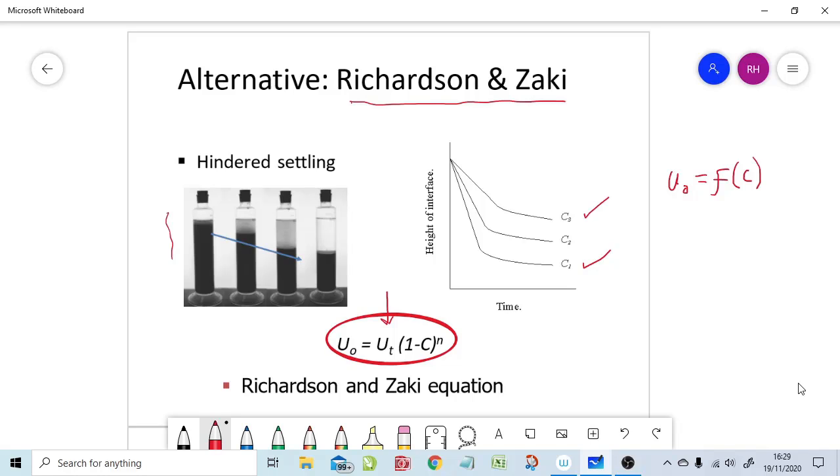So we could just use this equation inside the Coe and Clevenger equation. It gives us u0 directly. No need to go via permeability. But yet again, we're stuck by an empirical parameter. Arguably, this could be terminal settling velocity, so we could calculate that from Stokes, but we have no prior knowledge about what the value of n is.